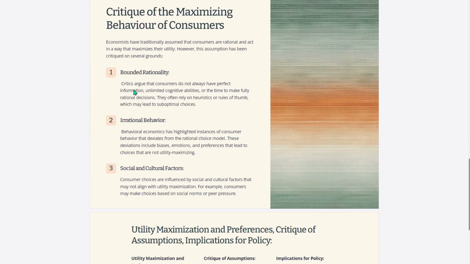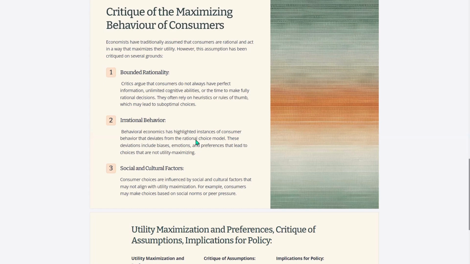So the critic says that customers do not have the behavior which consumers exhibit. It's not always maximizing their benefit. Secondly, most customers have irrational behavior. They keep buying things which they sometimes don't need. Do they always operate as a rational choice model?